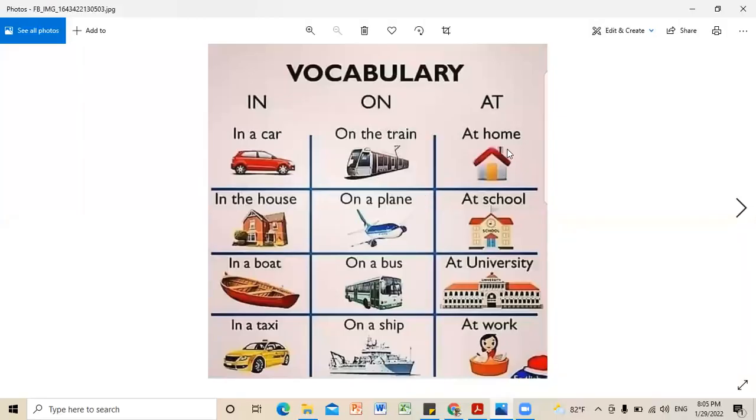So I said that when we are talking about our house, right? Sometimes we use house and sometimes we use home.